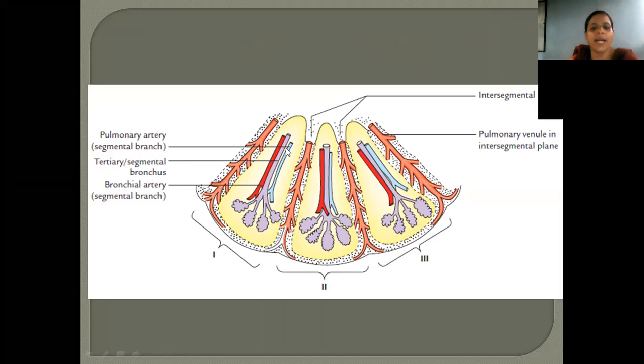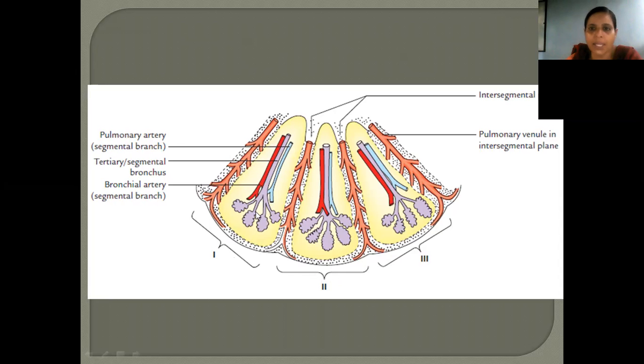We know pulmonary artery is the only artery which carries deoxygenated blood. Bronchial artery supplies the lungs. So on either side of tertiary bronchiole, you are supposed to draw one pulmonary artery and one bronchial artery. Okay, this is one segment, second segment, third segment. Like that, how many segments do we have? 10 segments in each lung.